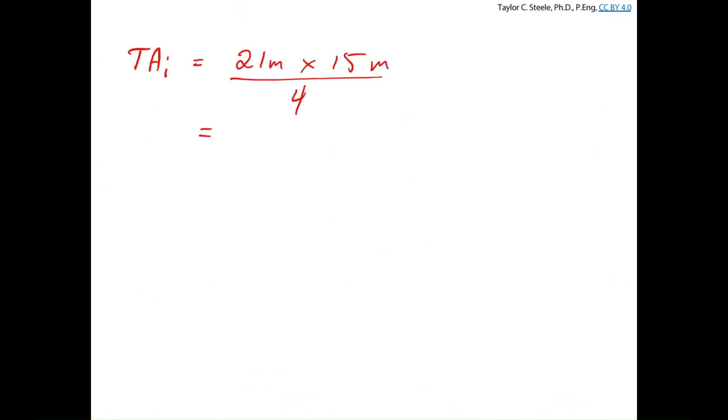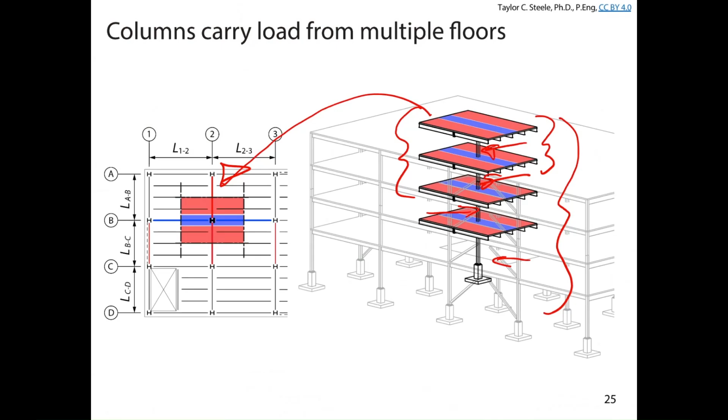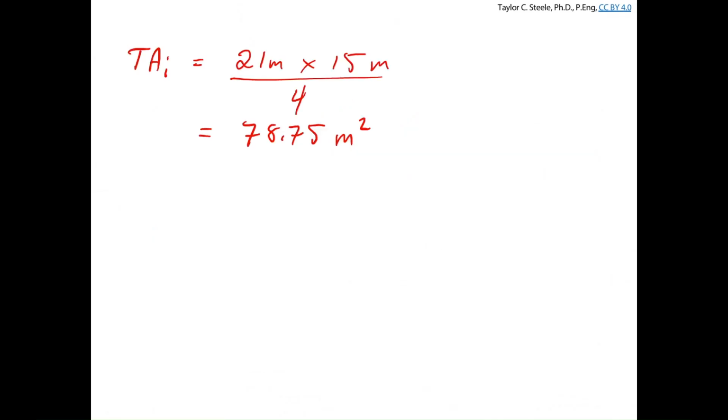So if we do that math, we get 21 times 15 over 4, and we get 78.75 meters squared. And if we look at how many floors we need to support, we can see here for a 4-story building, if the load's all the same, we've got 4 floors. And so we can multiply the tributary area by 4 to get the total area supported by the column. So the total tributary area for that column B3 is going to be equal to 4 times the tributary area for the individual floors. And so I can just get rid of the divide by 4, and I get 315 meters squared.